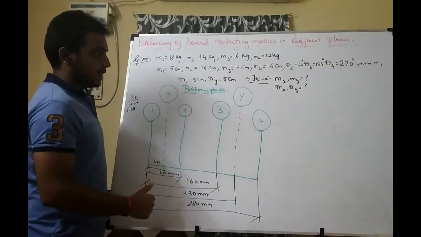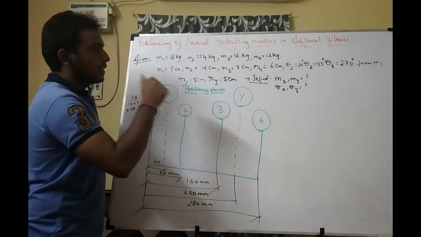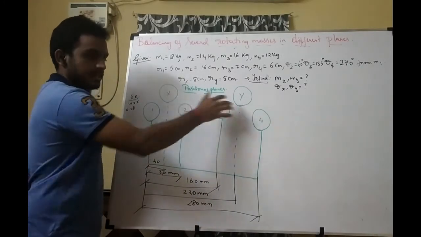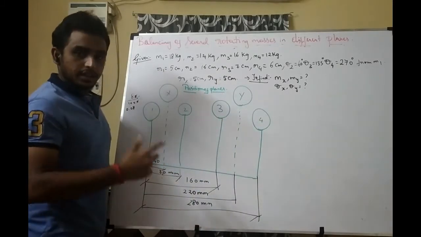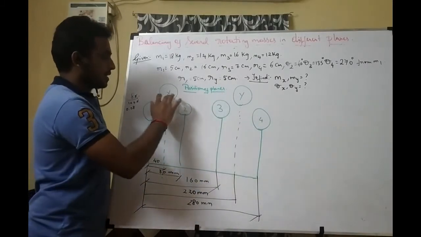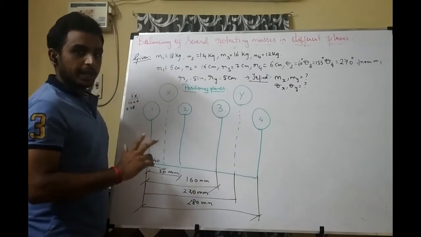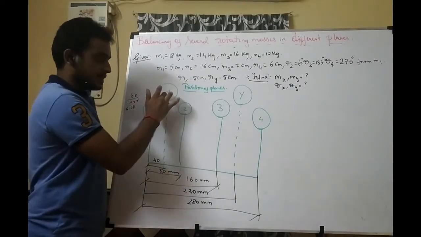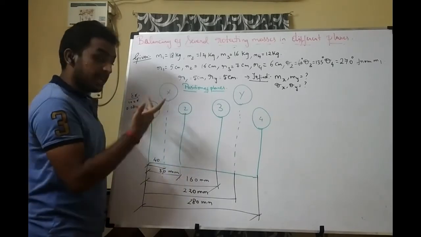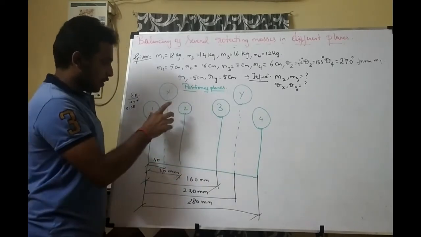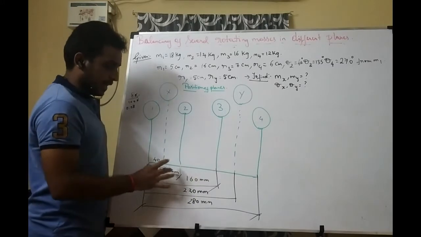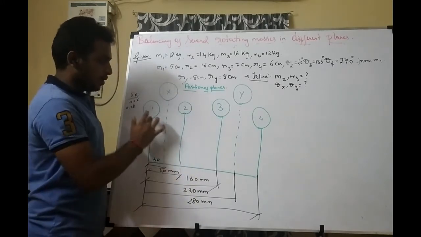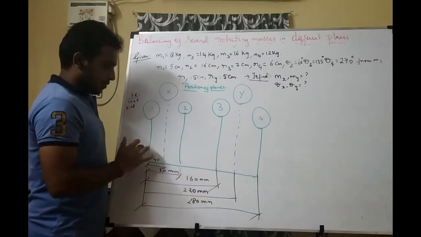And then these balancing masses Mx and My are located midway. The balancing mass X is located midway between the first and second plane. We know that the distance between planes 1 and 2 is 80, so Mx is located at 40 mm from M1.